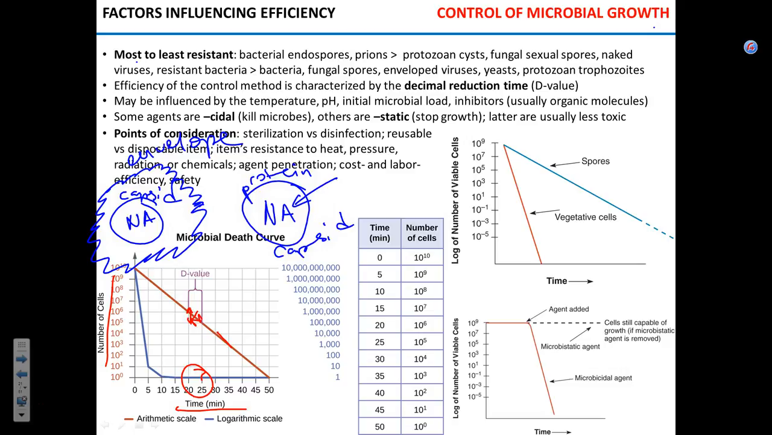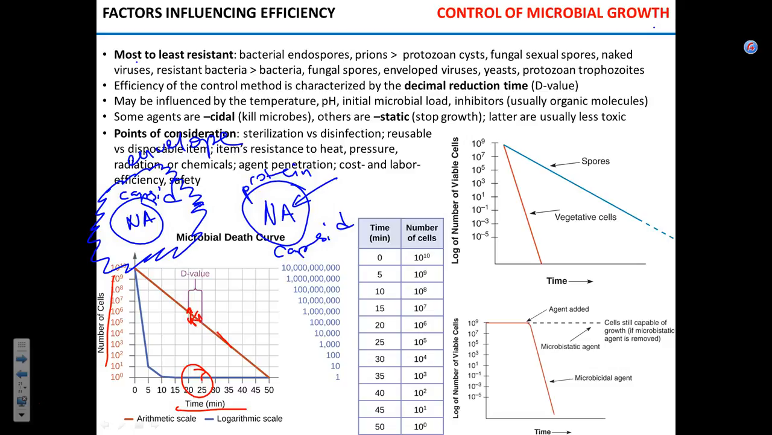So you have to appreciate the decimal reduction time is not an absolute final number. You change the concentration of the agent, it's going to change. You change the concentration of the microbe, it's going to change. You start off with a higher load, maybe it's going to change. You compare biofilm to planktonic, it's going to change. Temperature, pH, all of that will influence. Does that make sense? Okay.